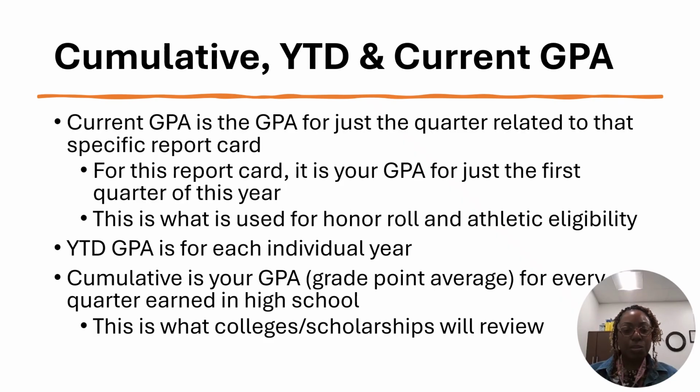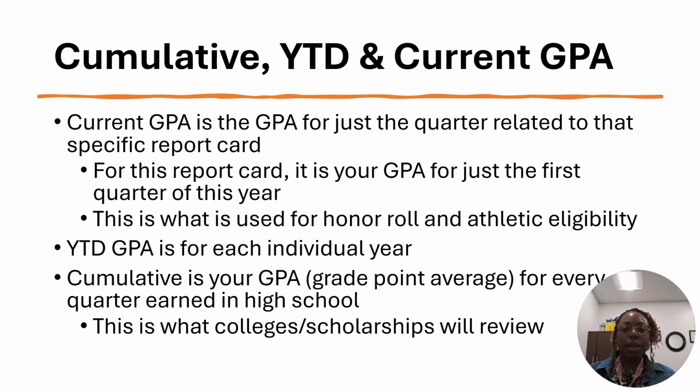I'm going to talk to you guys about cumulative, year-to-date, and current GPAs. Your current GPA is the GPA that is just for this particular quarter related to your specific report card. So, for instance, for this quarter, quarter one, for this report card, your current GPA will reflect that particular quarter, which is quarter one. This is what is used for honor roll and athletic eligibility.